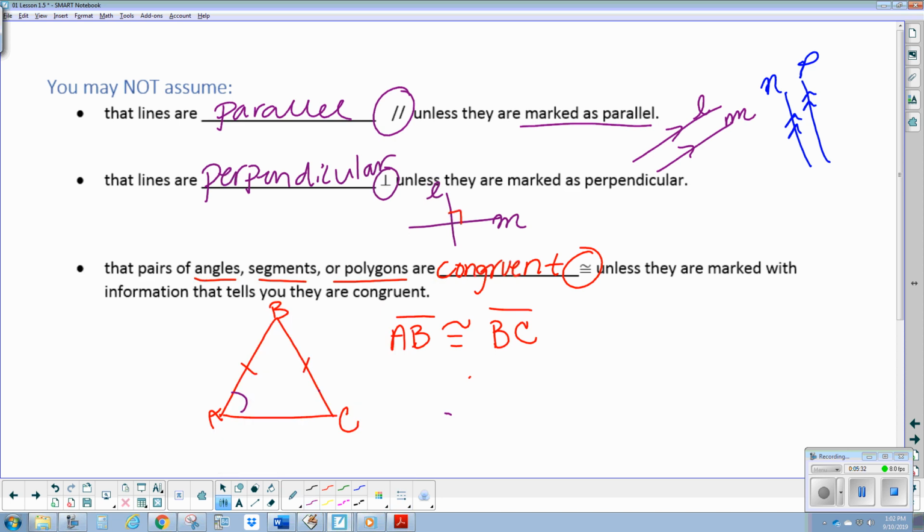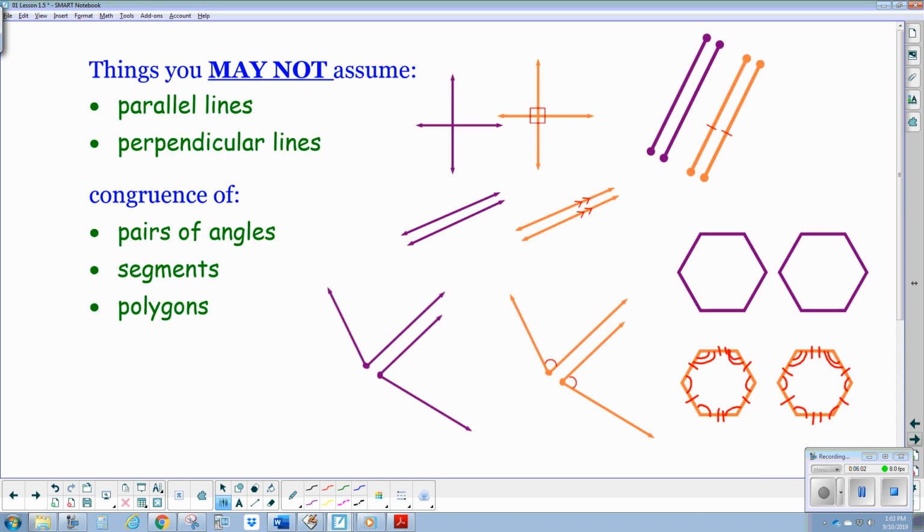We can also conclude that angle A is congruent to angle C because we have markings that tell us that. We know nothing about segment AC. We know nothing about angle B, so we cannot conclude that AC is congruent to AB, or we cannot conclude that angle B is congruent to angle C because it doesn't have information that tells us that it is congruent. So let's circle the ones that we know. Parallel lines. Which lines do we know are parallel?